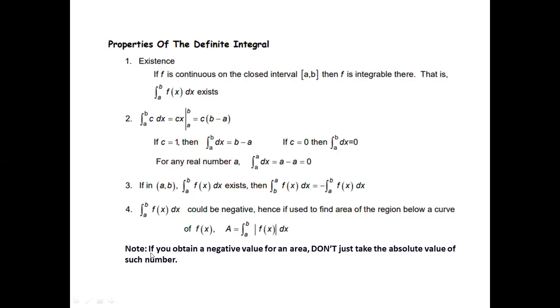Note, there's a note here. If you obtain a negative value for an area, don't just take the absolute value of such a number. Don't just take the positive value of such a number. It's only in the case that is stated here. Okay?